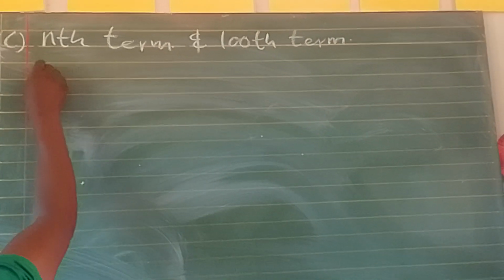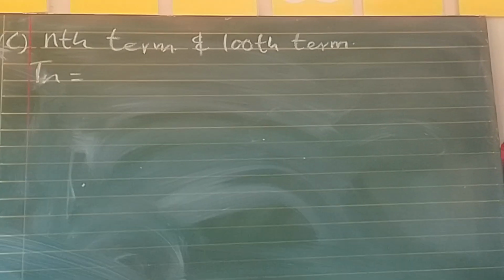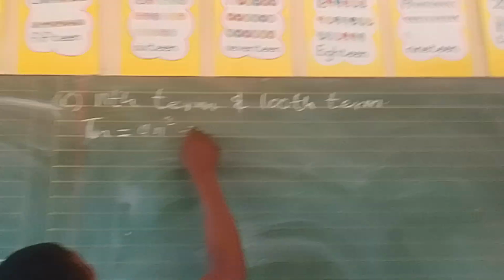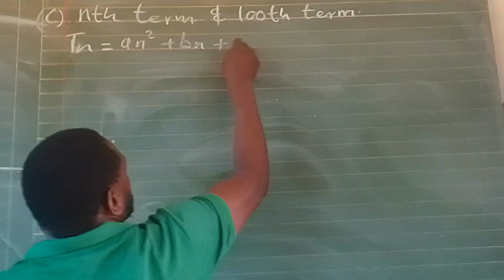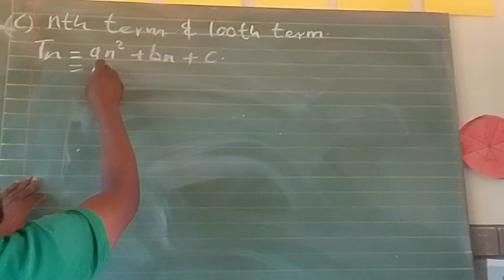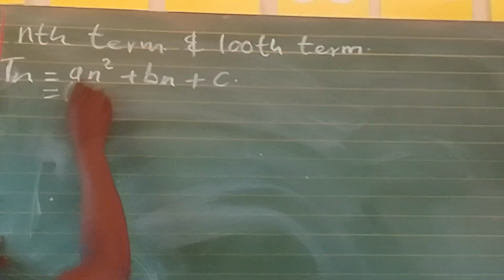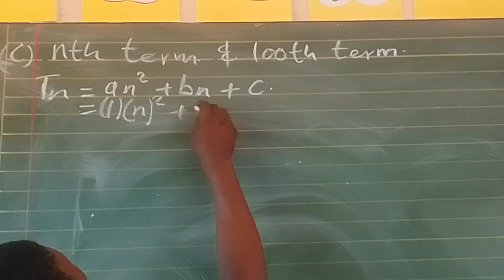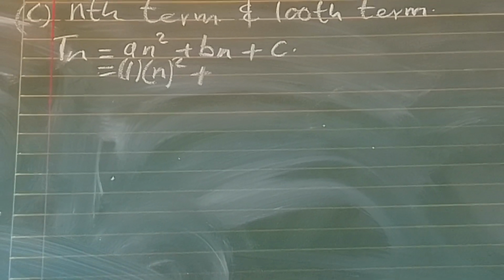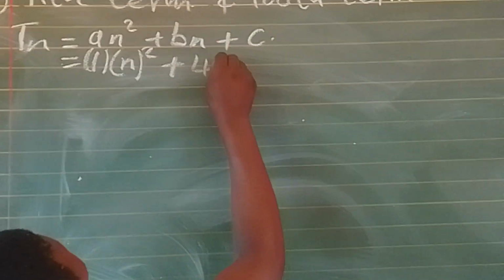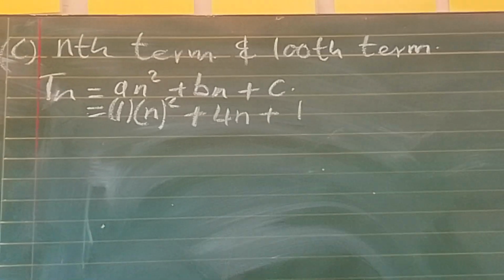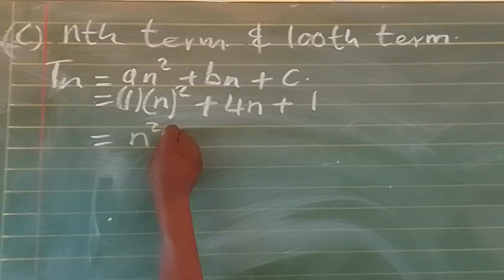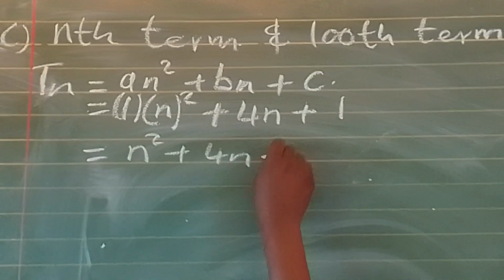Okay, we find the nth term. The nth term is going to be Tn equals an squared plus bn plus c. Your a is 1, multiplied by n squared, plus your b was 4 times n, and c was 1. Then your Tn is going to be n squared plus 4n plus 1.